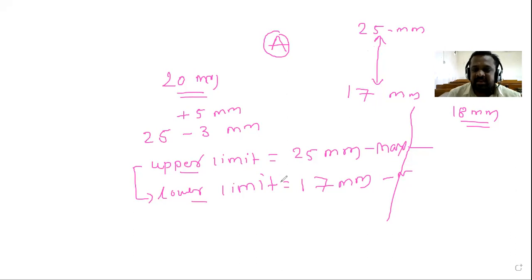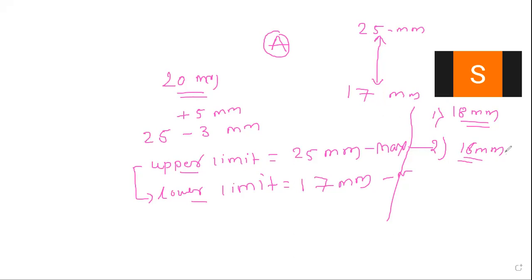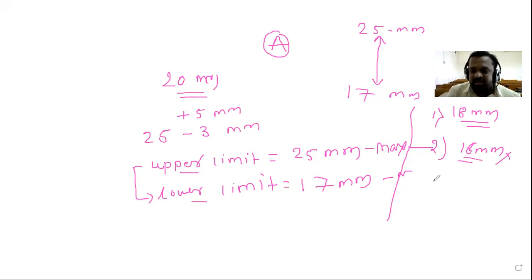Okay, now tell me, if that B person has prepared the shaft of 16 mm, then tell me whether that A person will accept it? No. Why not? Because it is beyond that limit. Then tell me, if B person has manufactured the shaft of 20 mm, then is it acceptable?